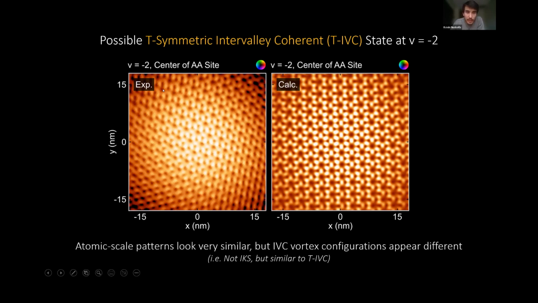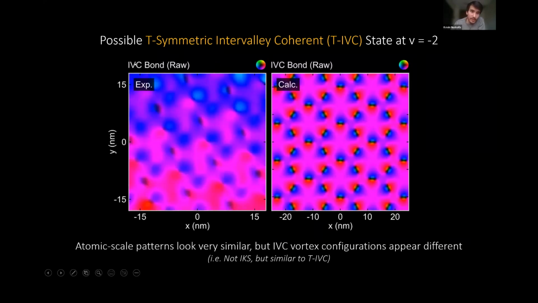So here I'm showing a low bias topographic image and calculation of the local density of states in TIVC compared to one another at the center of an AA site. And you find that these six-fold star-like patterns are reflected in both of these images, which show that the local density of states in the AA site looks very similar between experiment and calculation. Indeed, if we look at the local order parameters, IVC bond, in experiment and calculation, they look kind of broadly similar, that they're more aperiodic and they have kind of a flat phase across the entire field of view.